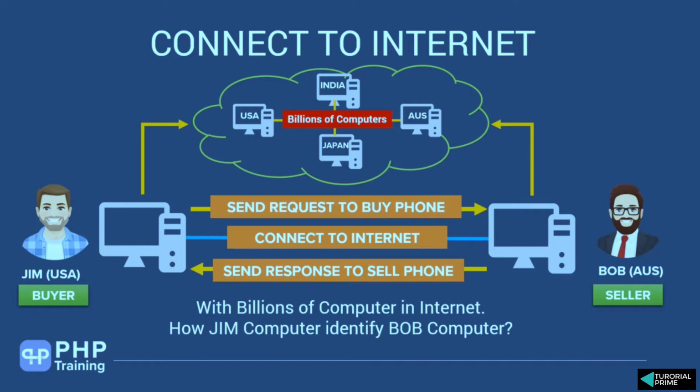Let's do a quick recap of what challenge we were stopped at in the previous lecture. Well, Jim's computer can connect to the internet, Bob's computer can connect to the internet, and they can find themselves. But the challenge in the internet is that there are billions of computers, so how do we uniquely identify the computers? How can Jim's computer identify Bob's computer? Let's solve this challenge by understanding the TCP/IP protocol.